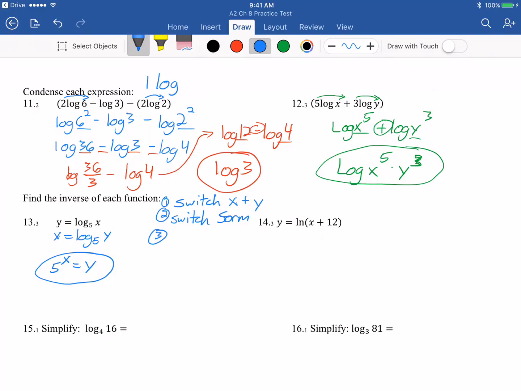But here we have that y all by itself. Y alone, I'll write there. All right, so now in 14, we talked about this guy in class a little bit, that base of that ln is e. So I'm going to write that as x equals ln base e of y plus 12. All right, so if I go through here, that is my first step. I switched my x and my y. Now I need to switch the form. So I switch it from log form into exponent form.